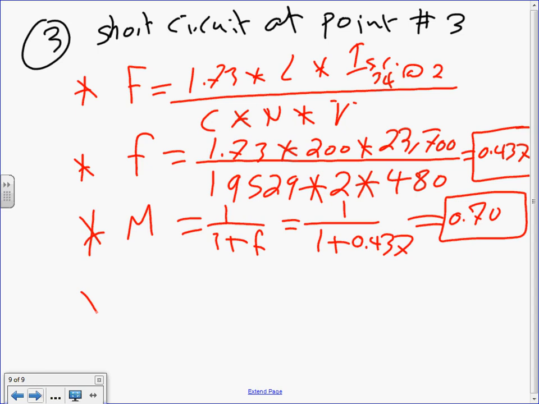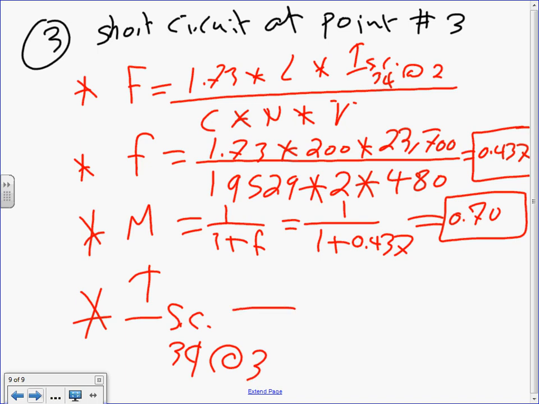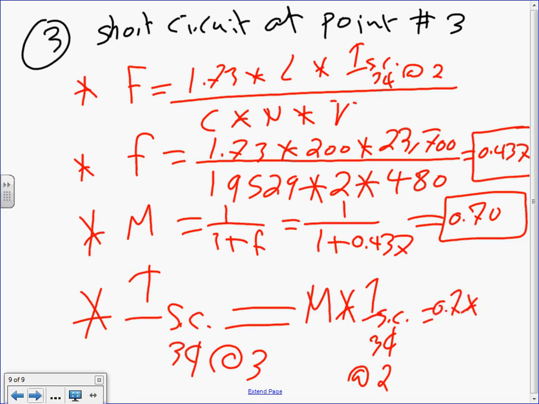The last step, my friend, is I short circuit 3-phase at 3 equals M times I short circuit 3-phase at 2. This will give me 0.7 times 23.7K, and that's the answer. What's that? 16.6 kilo amp.